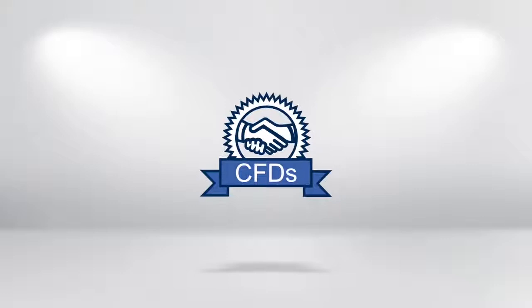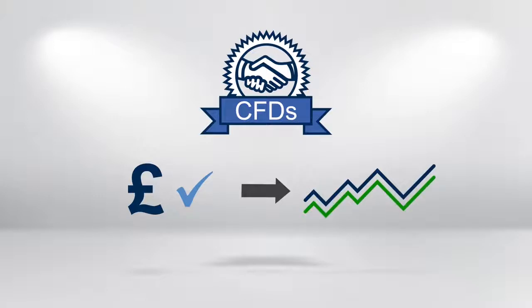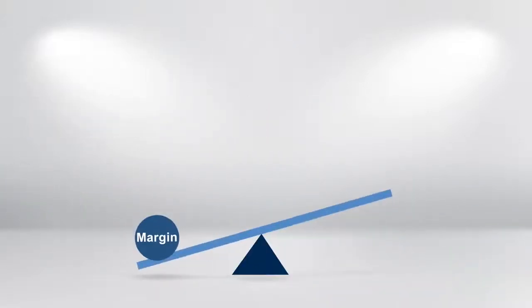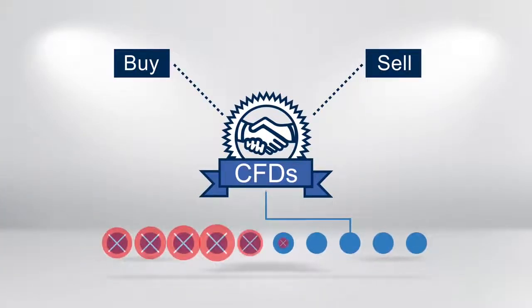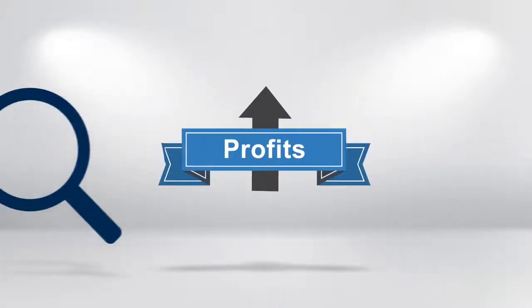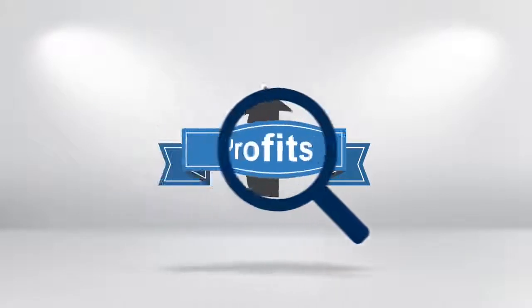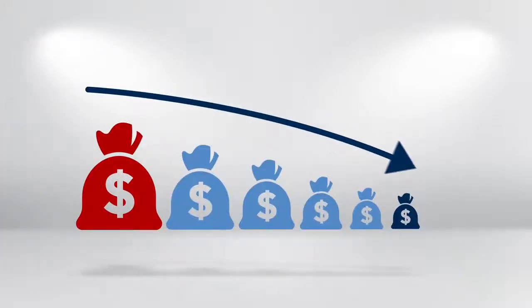So let's summarise what you've learned. CFDs can be a cost-effective way of expressing your views on the markets. By leveraging your account by using margin, you can buy and sell CFDs without committing all of your collateral. Because CFDs are a leveraged product, the potential profits are magnified. But on the other hand, so are potential losses. Your losses can exceed your initial outlay.